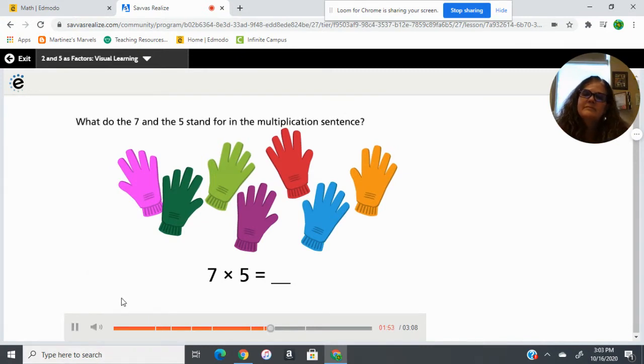What do the 7 and the 5 stand for in the multiplication sentence? 7 is groups, how many groups there are, and 5 is how many are in each group. The 7 stands for the number of gloves. The 5 stands for the number of fingers on each glove. There are 35 fingers on 7 gloves.